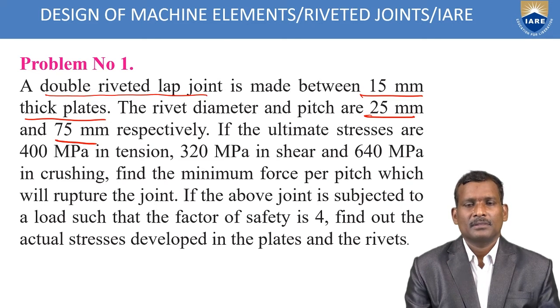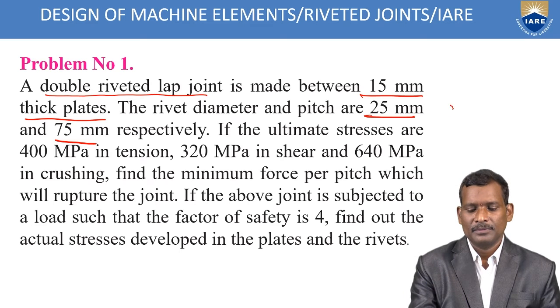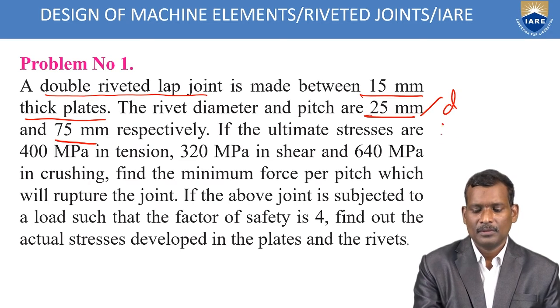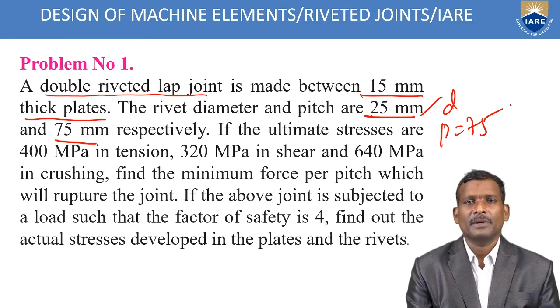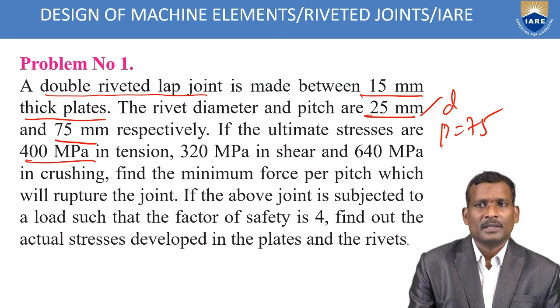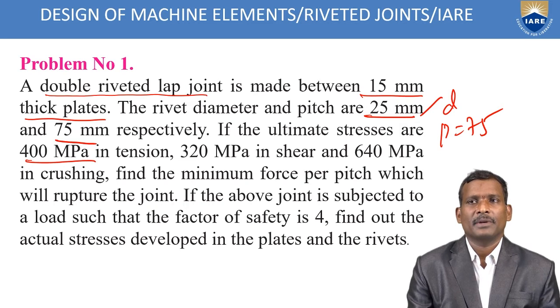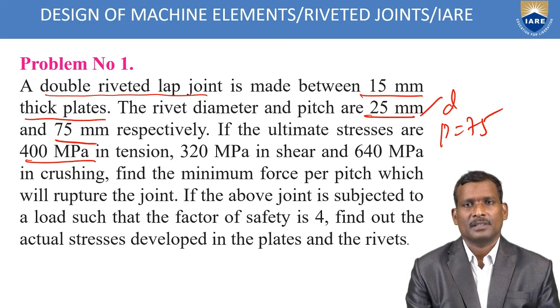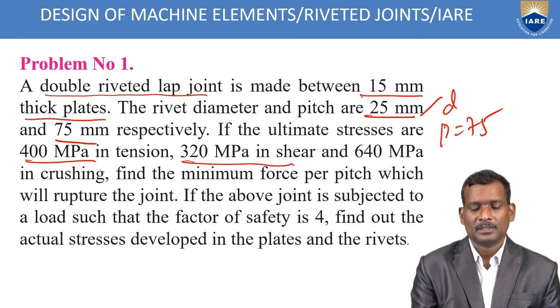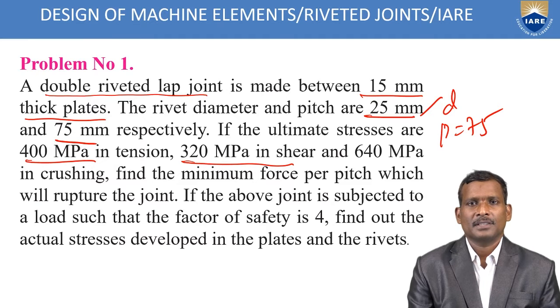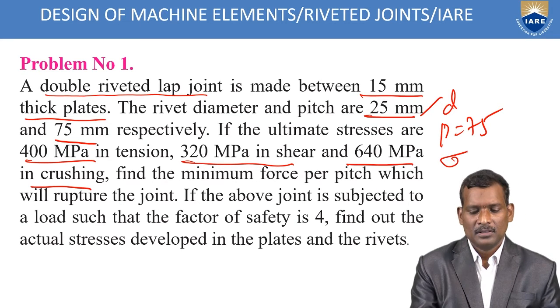So rivet diameter d is 25, and p is 75. The ultimate tensile stresses are 400 megapascal in tension, ultimate tensile stress, not permissible shear stress. He has given here ultimate tensile stress. You need to calculate the permissible tensile stress. And similarly 320 megapascal in shear and 640 megapascal in crushing. Sigma UT, so ultimate tensile stress, similarly sigma S and sigma C.